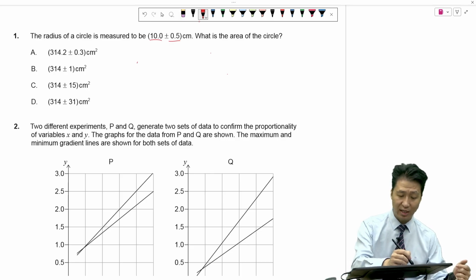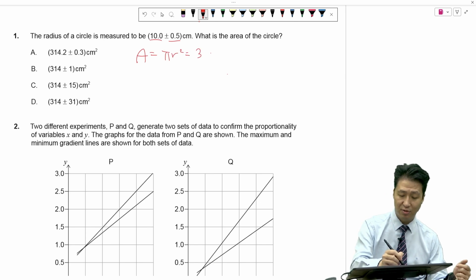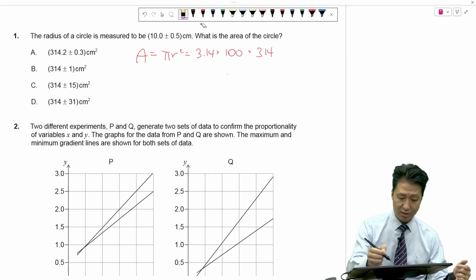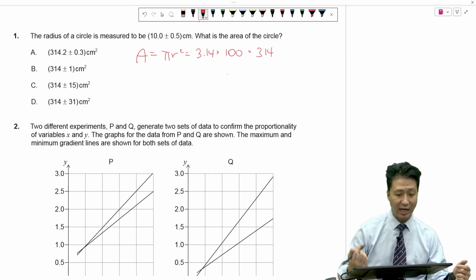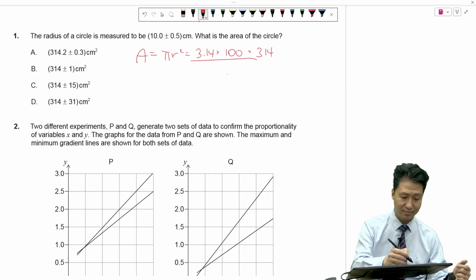So number one, let's get the area of the circle. The area is pi r squared. You can take pi as 3.14 multiplied by r squared. The radius is 10, so r squared is 100, which gives 314. So that is fine. Just one note here: you have to be able to do this without a calculator. Of course this is not very hard, but you should still do it without a calculator.